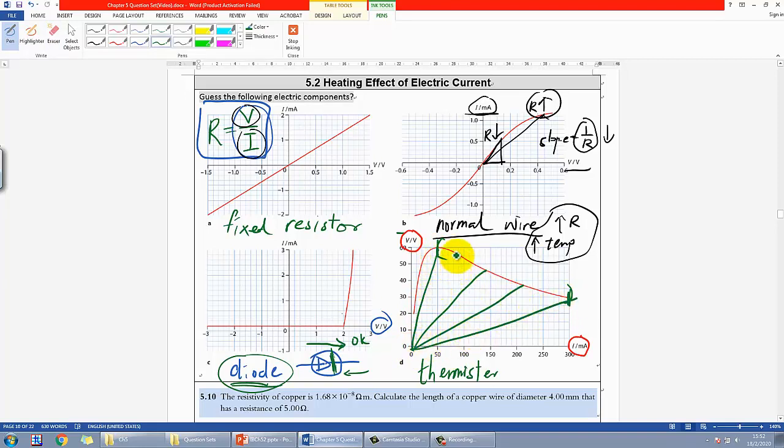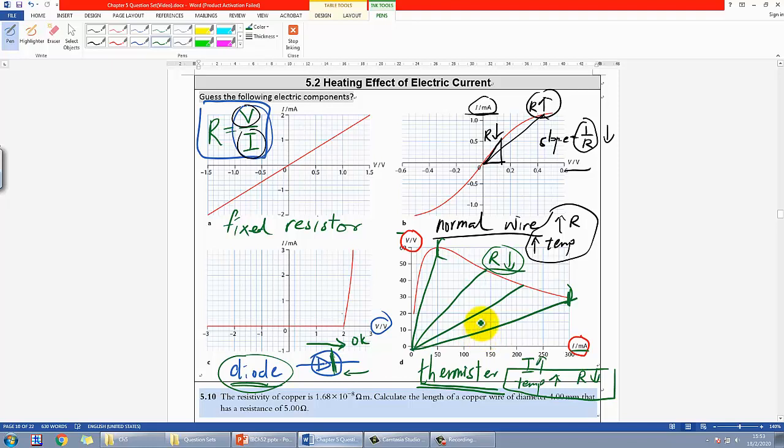So you can see the slope is decreasing, and that means resistance is decreasing. The slope is less, the slope is less, the slope is less. So that means resistance is decreasing when you are having more current. Again, when you have more current, that means temperature increases, and from what we find from the graph, R decreases. So this relationship, temperature increases, resistance decreases, matches with the idea of a thermistor.